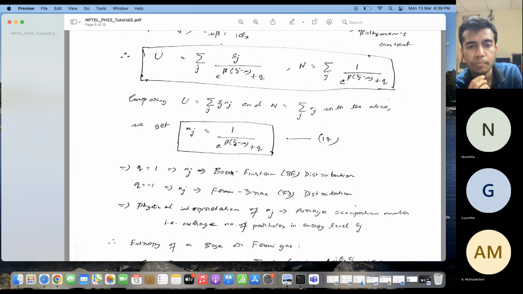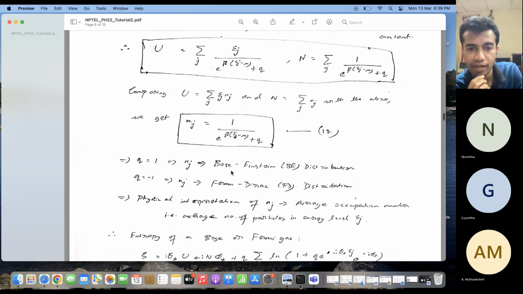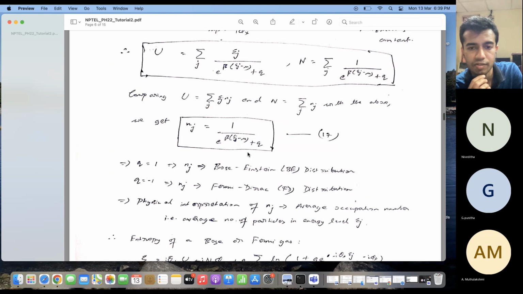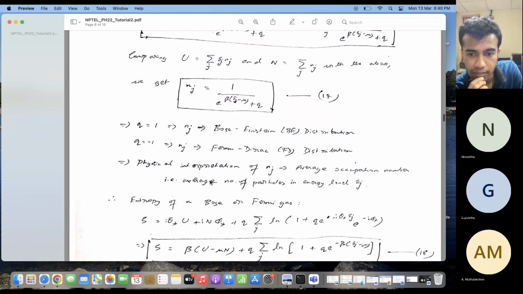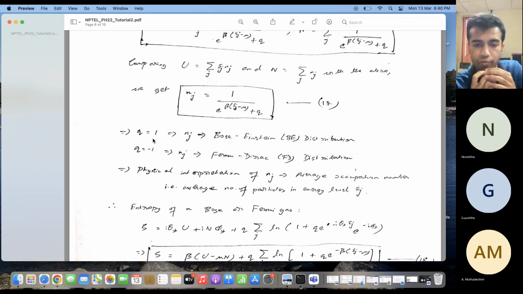Or in other words, it is the probability of a particle occupying an energy level J. So that is why this is what is known as the distribution function. Okay, now if I put q equal to 1, I think I messed up the notation over here.